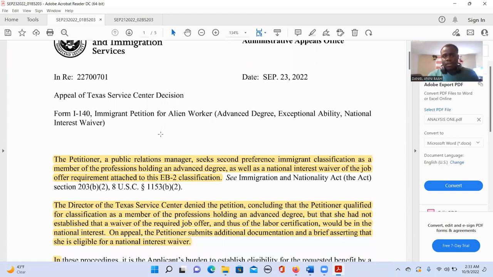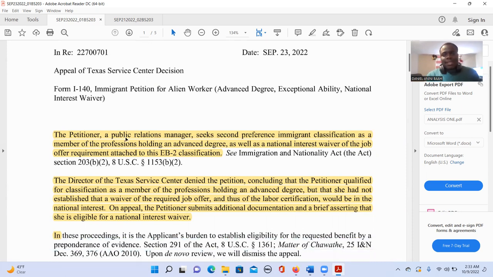This appeal decision was given on September 23rd, very recently. The person filed an I-140 immigrant petition for alien worker, advanced degree, exceptional ability and national interest waiver. The petitioner is a public relations manager, seeking preference immigrant classification as a member of the professions holding an advanced degree, as well as a national interest waiver of the job requirement. So that is the EB2 national interest waiver. That is what the person filed.